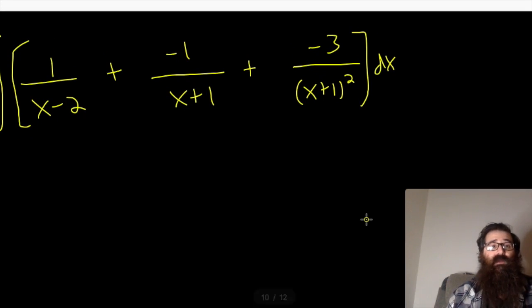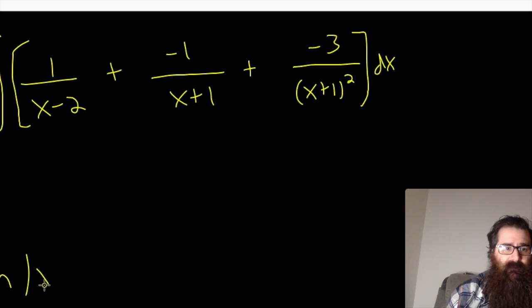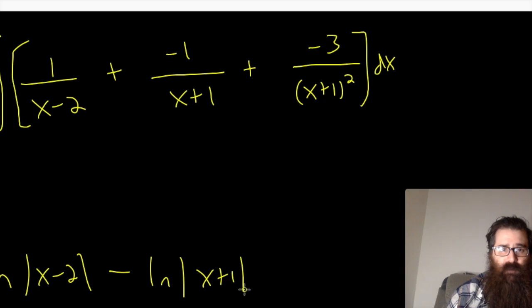We can go through the integration now. So here, the first two are pretty straightforward. It's just going to produce logarithmic functions. If I integrate 1 over x minus 2, gives me natural log absolute value of x minus 2, minus, if I integrate 1 over x plus 1, gives me natural log absolute value of x plus 1.